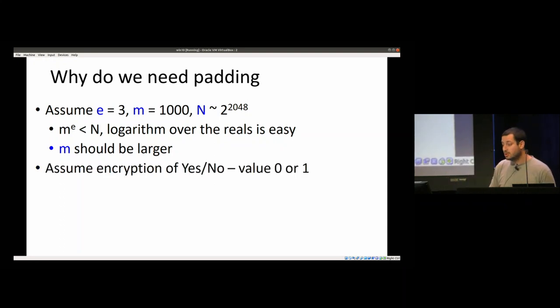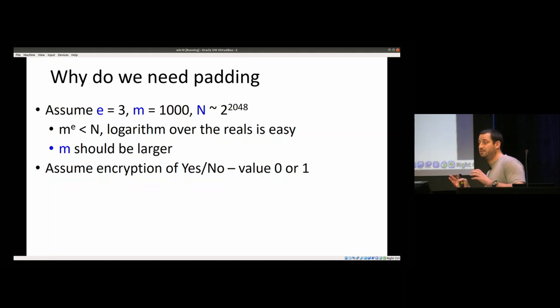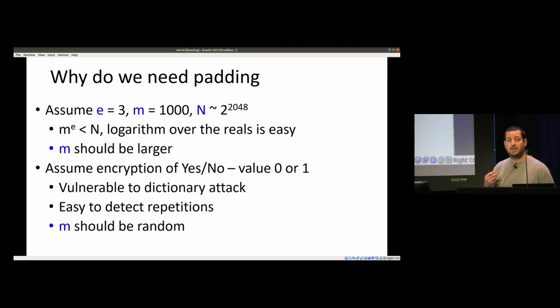Another thing is, let's assume that we want to encrypt some very small domain, for example, the answers to a yes-no question. If we encrypt the same number, for example 0 or 1, over and over again, it's very easy to detect repetition. This type of encryption is vulnerable to what we call dictionary attacks. And if we want to be secure, we need to make sure that the number that we encrypt each time is going to look random. So how do we solve this type of problem?